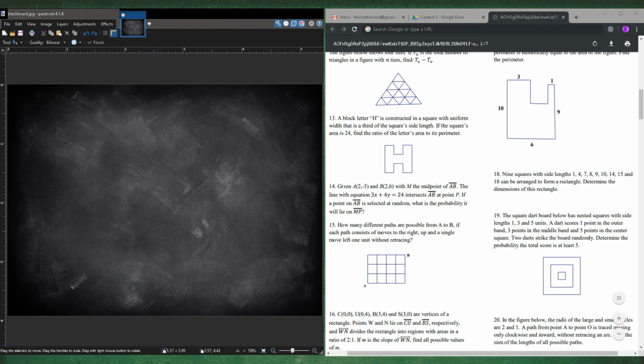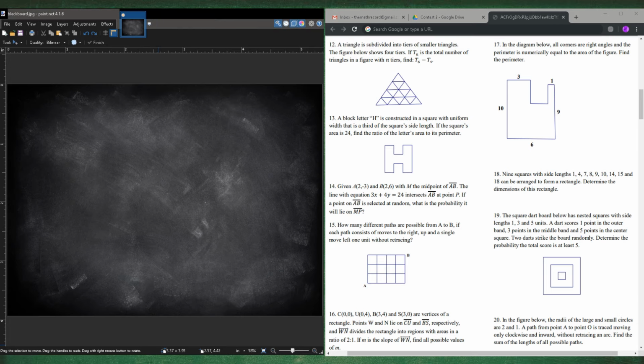Question 18. 9 squares with the side lengths 1, 4, 7, 8, 9, 10, 14, 15, and 18 can be arranged to form a rectangle. Determine the dimension of this rectangle. So since it's a rectangle made by these squares, that means the sum of the areas of the squares has to make up that rectangle. So let's just have that.